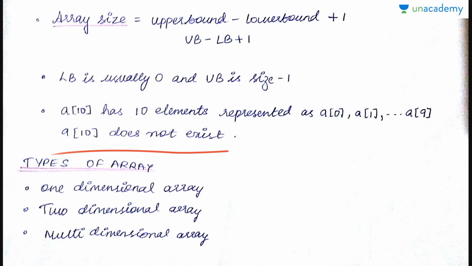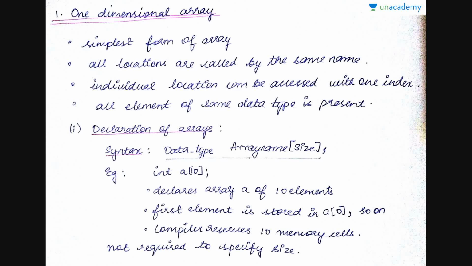What are the types of array? We have many types of array, like one-dimensional, two-dimensional, and multi-dimensional. As the name specifies, one-dimensional will be a 1D array, and so on. Let us see them.